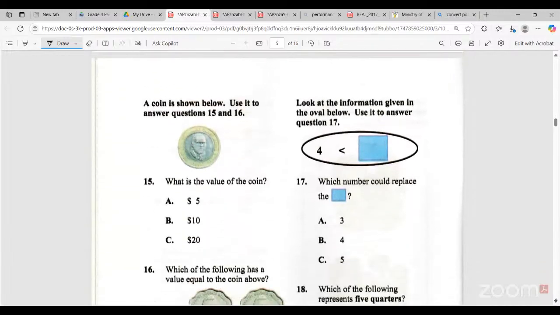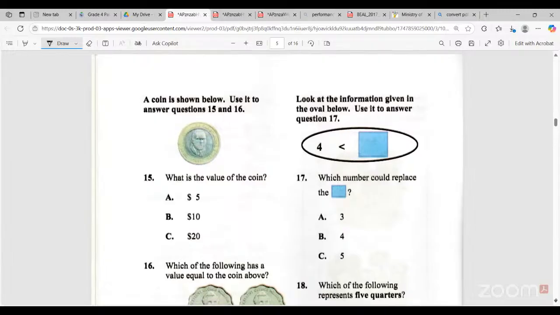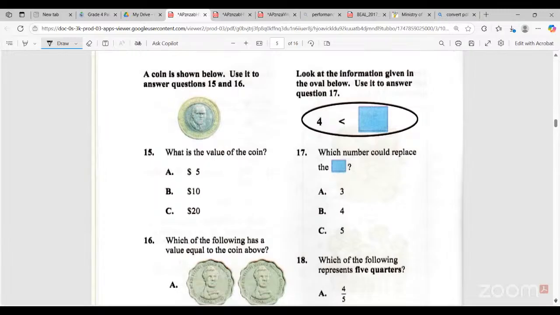A coin is shown below. Use it to answer items 15 and 16. What's the value of this coin? Is it a $5, a $10, or a $20? Susan and Jolisa, you have to put the number beside it, all right?